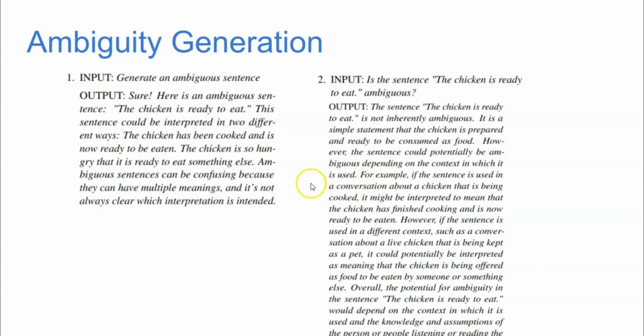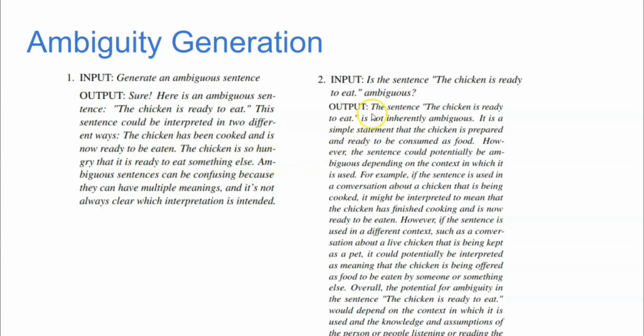The researchers also focused on certain tasks with respect to ambiguity generation. So essentially they asked the ChatGPT model to generate an ambiguous sentence. So it generated this particular sentence, which is, "the chicken is ready to eat". As you can see, it's quite ambiguous because it has multiple interpretations. First off, the chicken has been cooked and is now ready to be eaten. And the second interpretation is the chicken is so hungry that it is ready to eat something else.